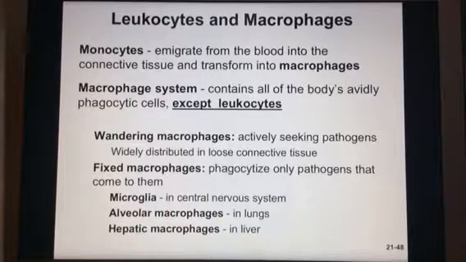And our last type is monocytes. They are emigrating from the blood and moving towards the connective tissue. And when they are there, they transform into macrophages. So the macrophages are containing all of the body's phagocytic cells except leukocytes. So they are basically hunting down these pathogens, ready to kind of consume them and break them apart.